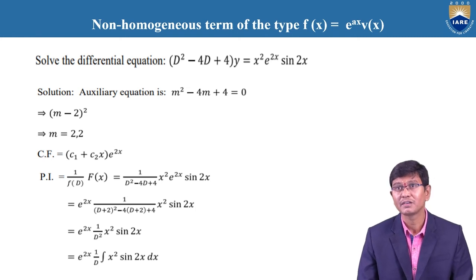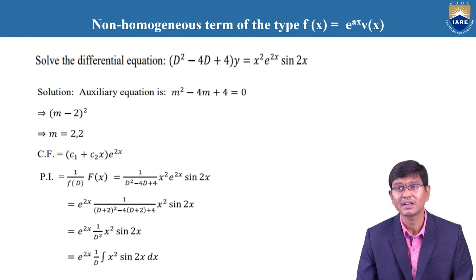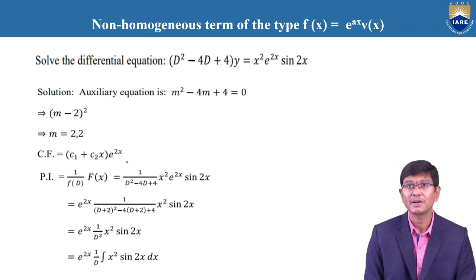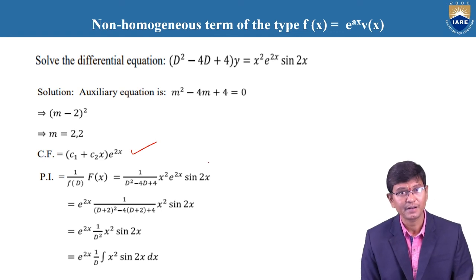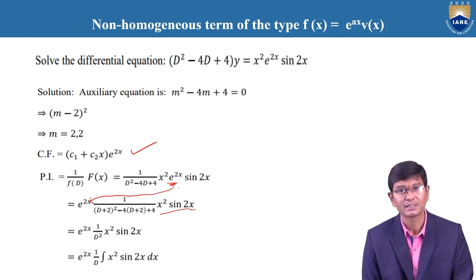Solve the differential equation (D square minus 4D plus 4) y is equal to x square into e power 2x into sin 2x. And here also, by using the complementary function, the roots are repeated, m is equal to 2, 2. And it is also a very interesting problem. We need to consider e power x first. Therefore, we take out e power x as the common first part. The remaining part is x square into sin 2x.